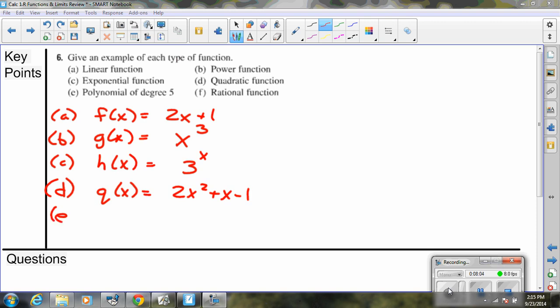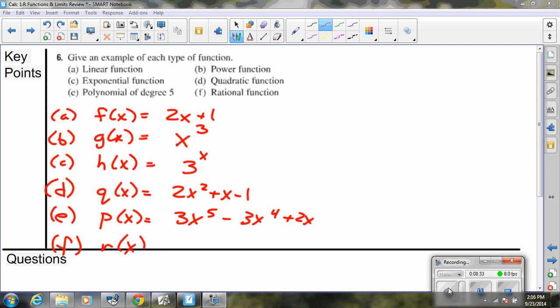Part E asks for a polynomial of degree 5. So I will say p of x equals 3x to the 5th. And I can't have any exponent bigger than 5, and I just need to make sure that it fits a polynomial.